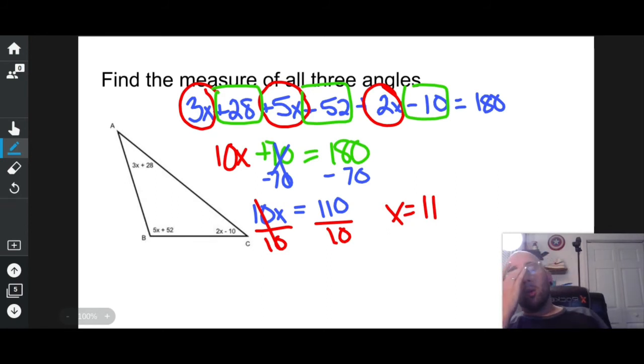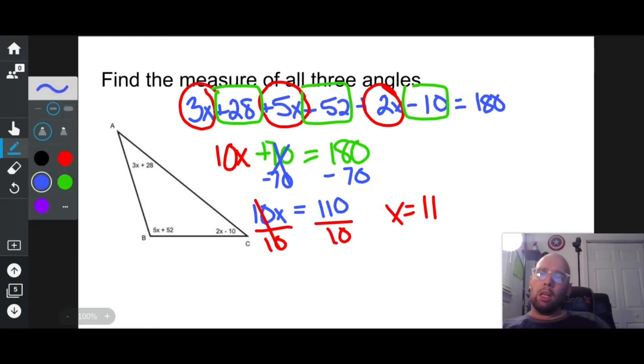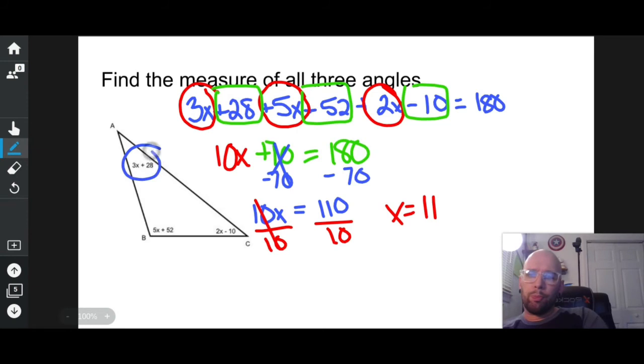Does that answer my question? No. But does that help me answer my question? Yes. Because now what I have to do is I have to find the measure of all three angles. So let me do angle A in blue. I now know that x is 11. So 3 times 11 is 33, and 33 plus 28 is going to be 61.